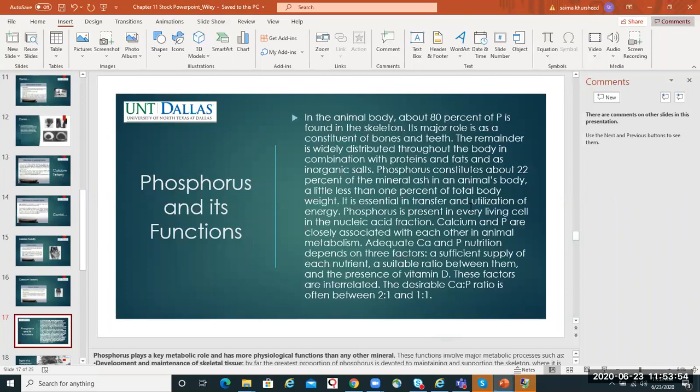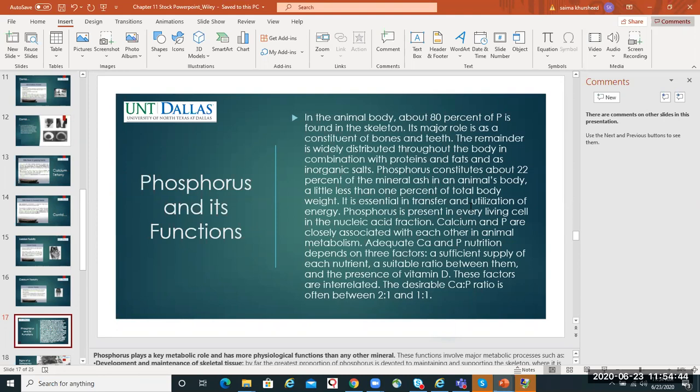So the second most important macromineral is phosphorus. We all know that the phosphorus content of adult humans approximates about 1.1% of the fat-free body, of which about 80% is in the skeleton. If we take the bone ash, it contains about 18% phosphorus. The percentage of phosphorus in the body and the proportion of the total phosphorus in the skeleton increases throughout perinatal and postnatal life. Phosphorus constitutes about 22% of the mineral ash that we already talked about.